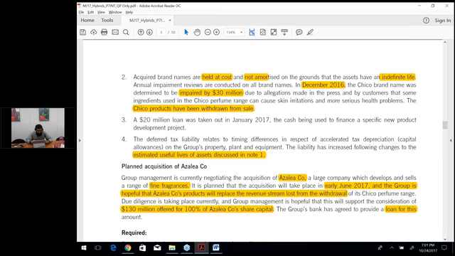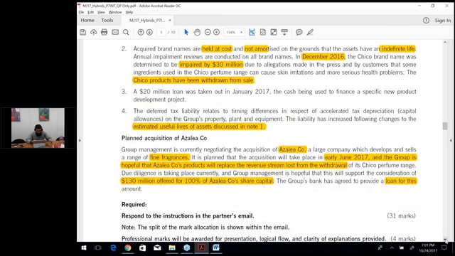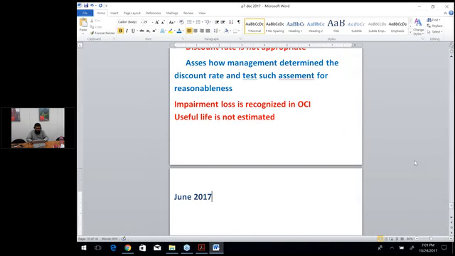Number one, the management is negotiating the acquisition of Azalia, a large company which develops and sells a range of fine fragrances. It is planned that the acquisition will take place in June 2017, and the group is hopeful that the products will replace the revenue streams lost from the withdrawal. So basically, if it takes place in June 2017, that means this is an event after the reporting period.